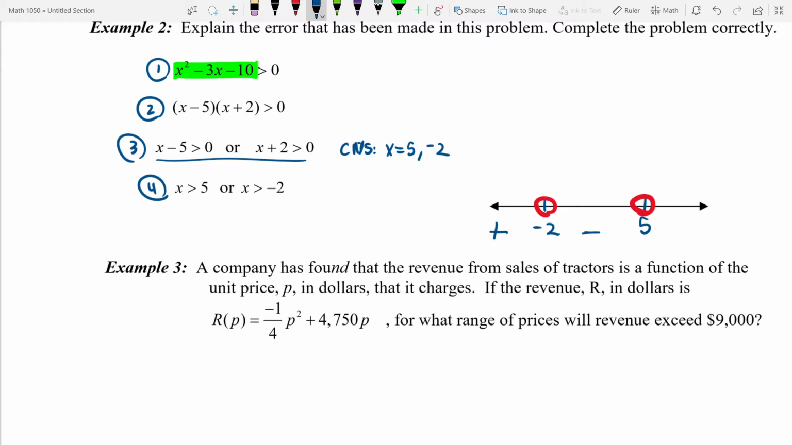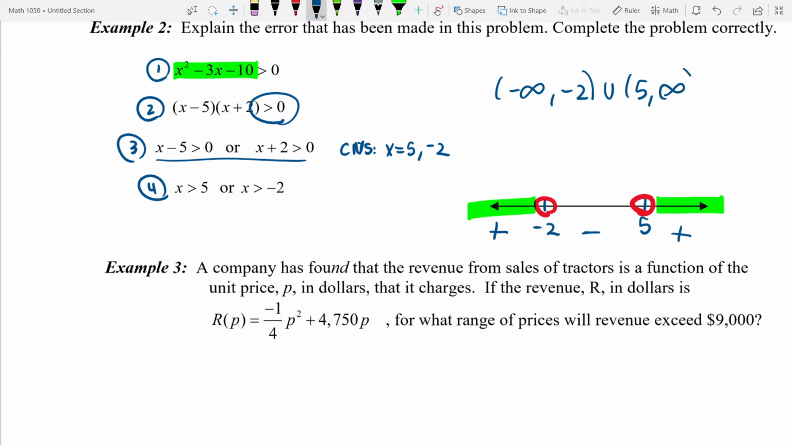So I'm just going to go negative. Then I'm going to go 6 store, enter, up, enter. I get an 8, that's a positive. I want these to be greater than 0. That means I want them to be positive. So that is here and here. So my answer is negative infinity to negative 2 with a parenthesis, union 5 to infinity. That's the answer, and I'm done.